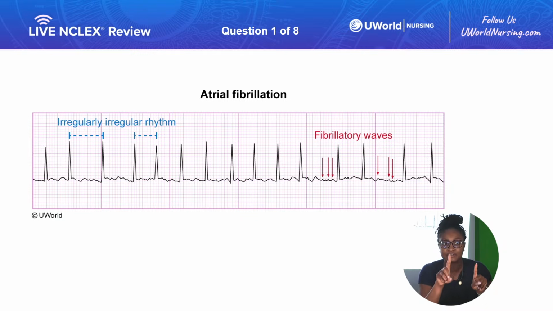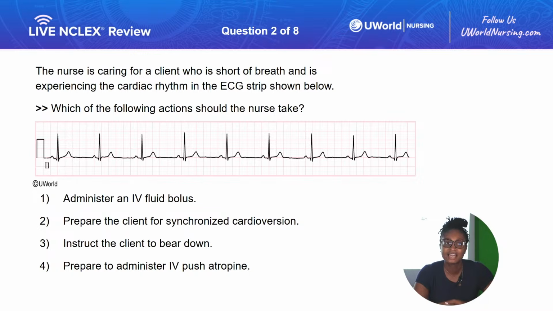So even if you try to match them out, they don't match up because of all those fibrillating waves in between them. So the answer to this question is atrial fibrillation, because everything is irregular about the rhythm. You guys did good.